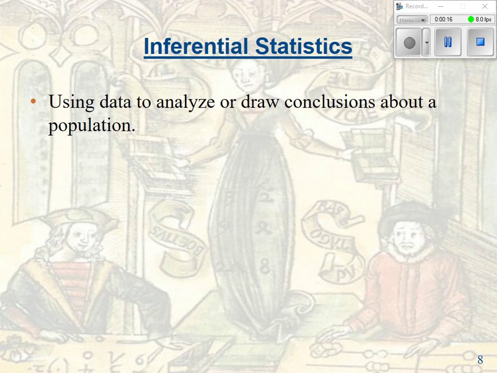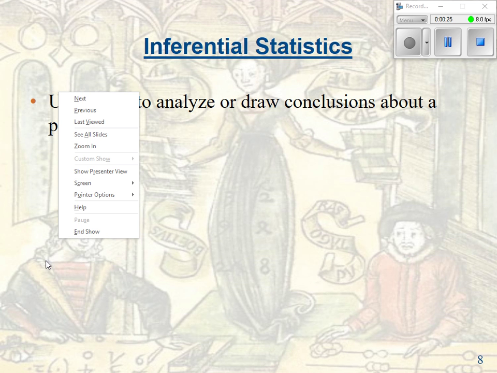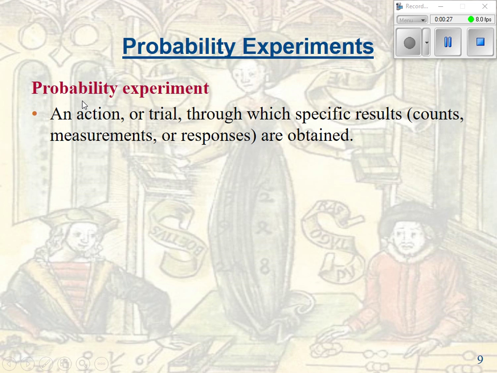So inferential statistics, again, is making an inference about the population from data that you've collected. Probability experiments. A probability experiment is an action or trial through which specific results, counts, or measures are obtained. So when we did the M&M's thing at the start of the year, that was a probability experiment.